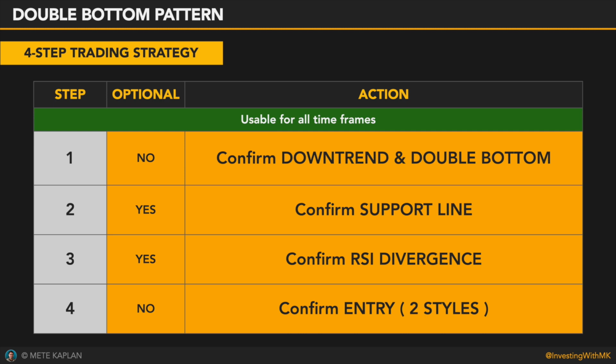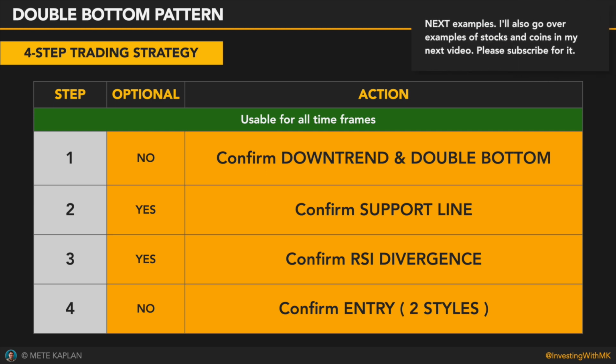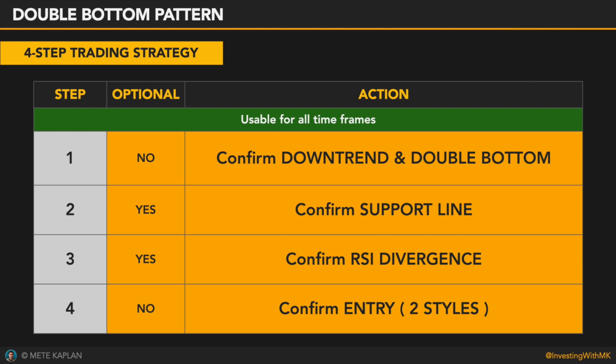4. Confirm entry. Finally, as usual, you never enter a trade without any confirmation. I'll show you 2 types of entry. One is for secure entry. The second one is a riskier entry. Okay, let's go over a couple of examples now. And in my next video, we'll go over full trading examples of stocks and coins.